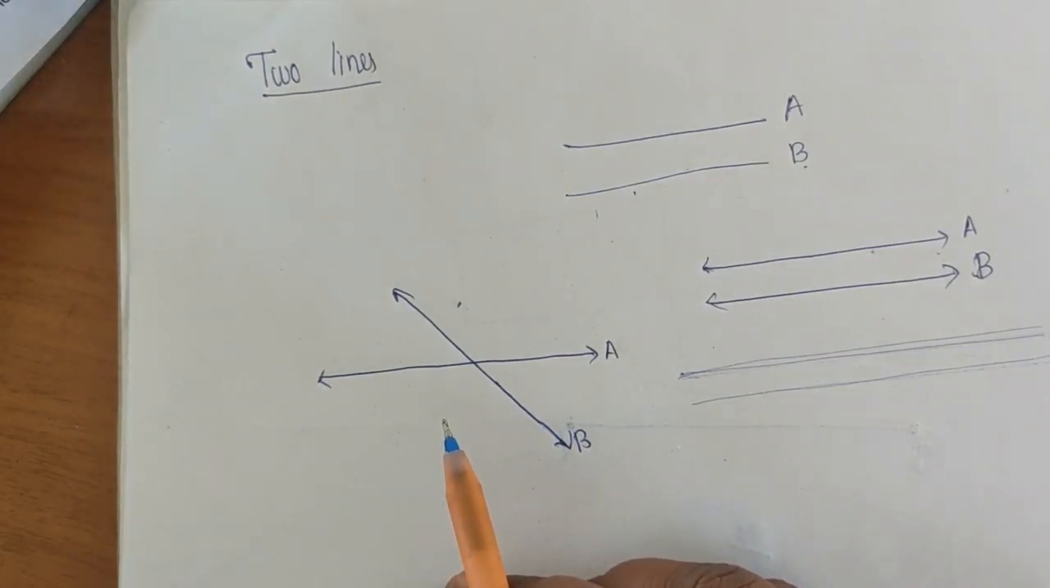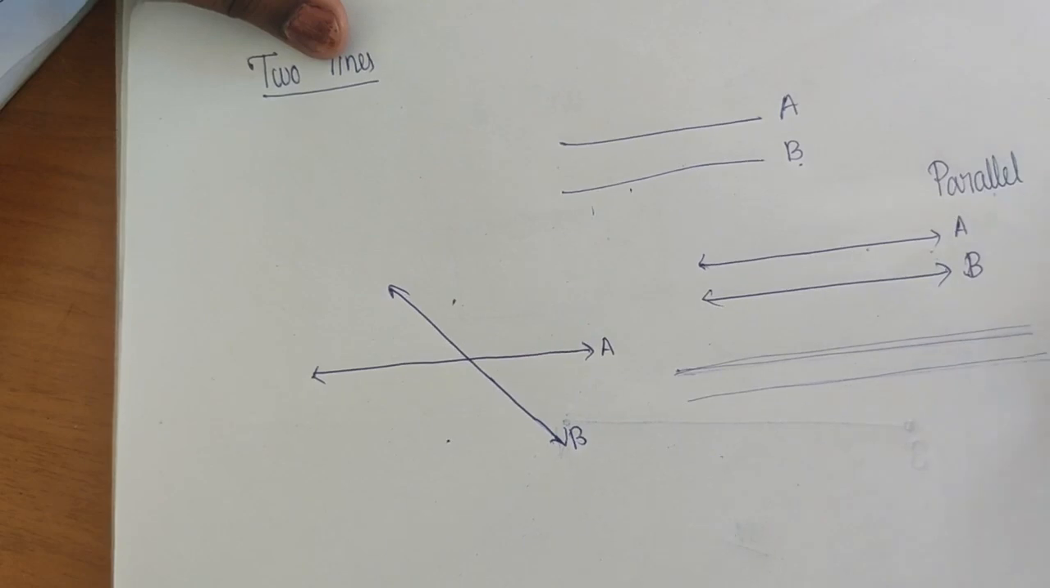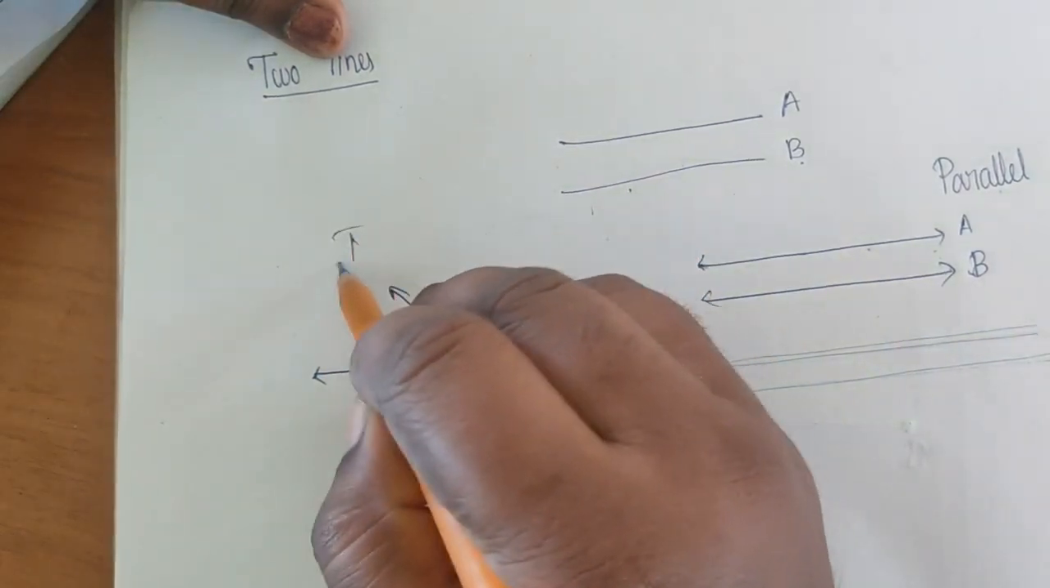Okay students, can you understand the parallel lines and intersecting lines? These are parallel lines and these are intersecting lines.